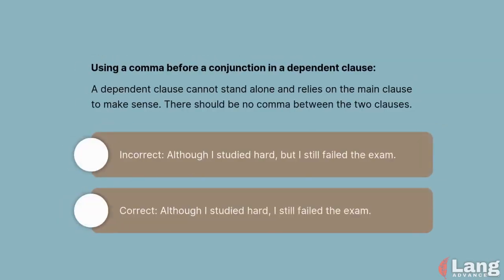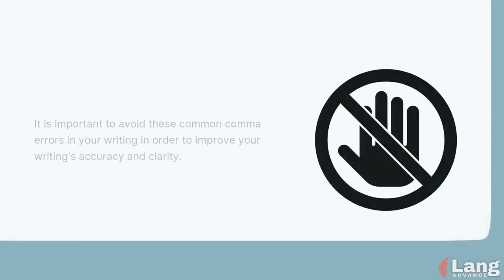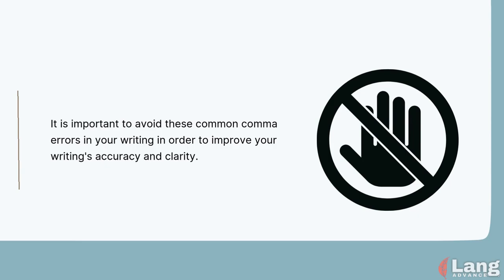Using a comma before a conjunction in a dependent clause. A dependent clause cannot stand alone and relies on the main clause to make sense. There should be no comma between the two clauses. Incorrect: Although I studied hard, but I still failed the exam. The correct one is: Although I studied hard, I still failed the exam. It is important to avoid these common comma errors in your writing in order to improve your writing's accuracy and clarity.